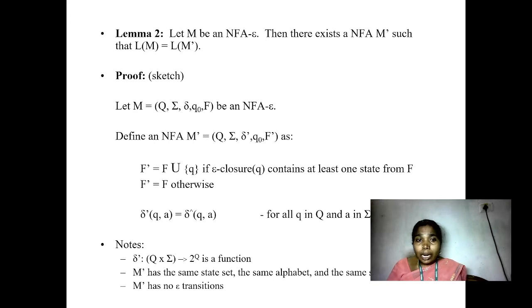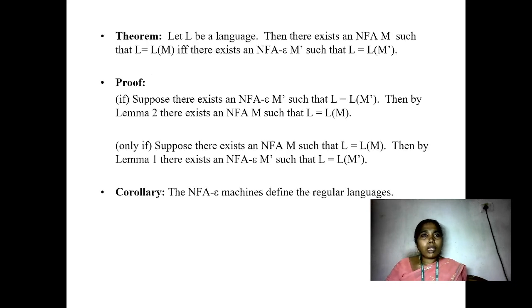So what will happen to your transition? Delta dash of q comma a is equal to delta cap of q comma a. Students, listen: delta cap is the extended transition function in epsilon NFA, and delta dash of q comma a is for the normal transition, right? Let us see the notes. Now delta cap is Q cross epsilon resulting in 2 power Q. Your M dash has the same states, the same alphabet and the same start state as M, and M dash has no epsilon transitions.